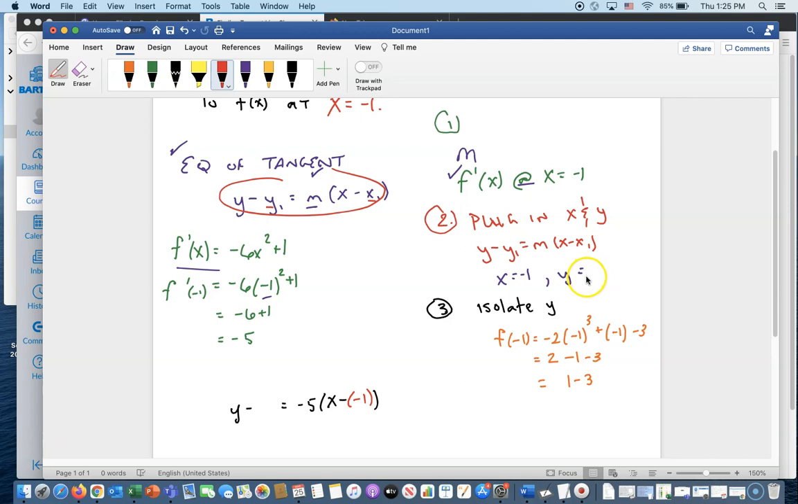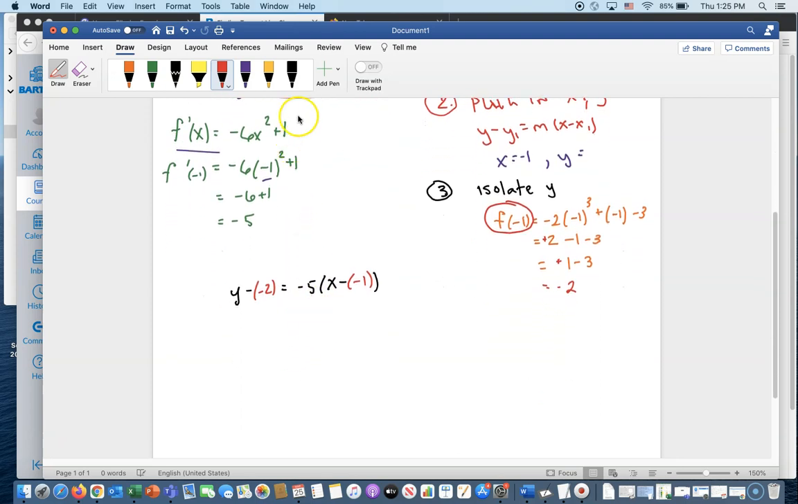What we don't know is the y value though, so we're going to take -1 and plug it into the original equation. Notice this is not the derivative, it's the original equation. So (-1) to the third power is -1. And when we multiply that by -2, we get a +2. 2 minus 1 is going to be +1, and 1 minus 3 would be -2. So the value we should plug in here is a -2.